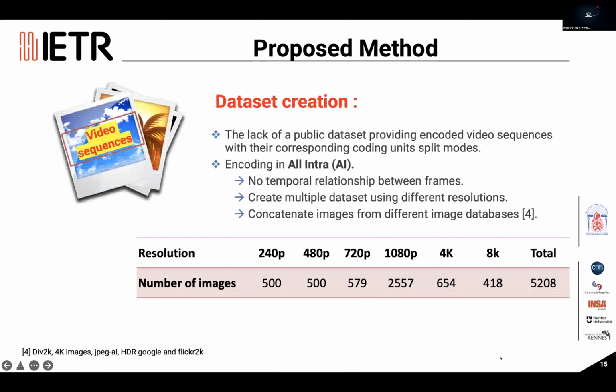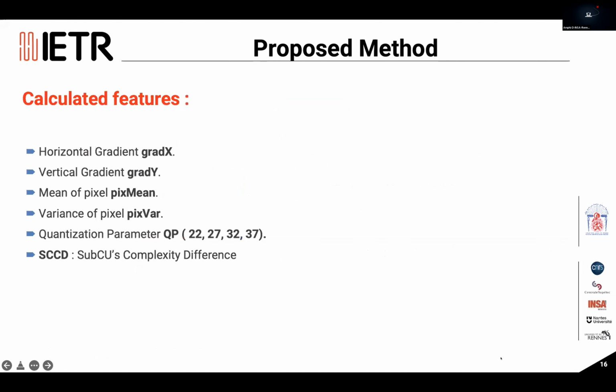Then, in the dataset creation step, due to the lack of a public dataset providing encoded video sequences with their corresponding coding units and split modes, and since we work on the encoding with the all Intra configuration, no temporal relationships between frames are required. So we concatenate different images from different databases according to their resolutions, as shown in this table. These different sequences were encoded with the VVenC encoder to extract their features.